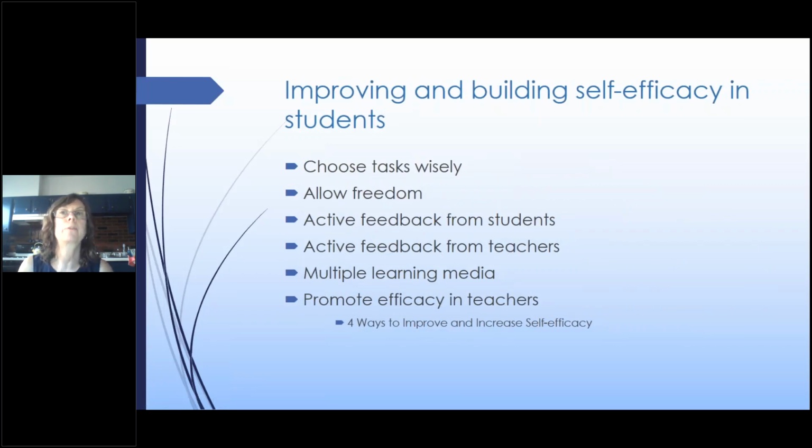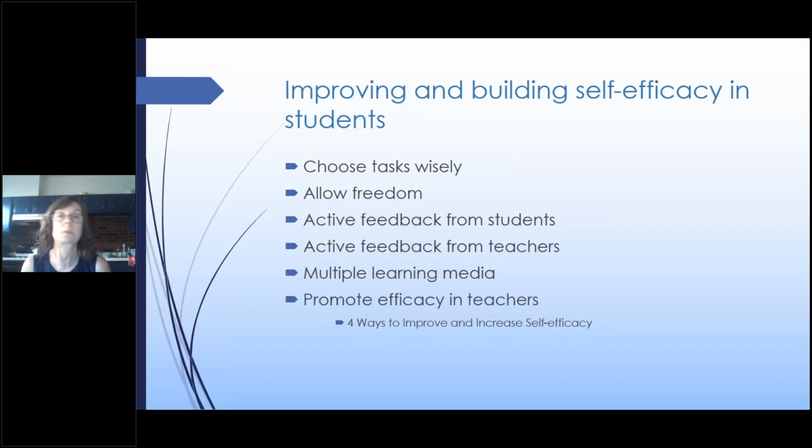So we're going to talk about improving and building self-efficacies in students. So you want to choose tasks wisely. Again, choose tasks that aren't too easy or too difficult. You want to make them just the appropriate range. You want to also allow freedom. So allow students to make decisions that affect their learning. Again, if they've got buy-in, they're going to be much more motivated and feel like they're part of the process. You want to provide active feedback from students.